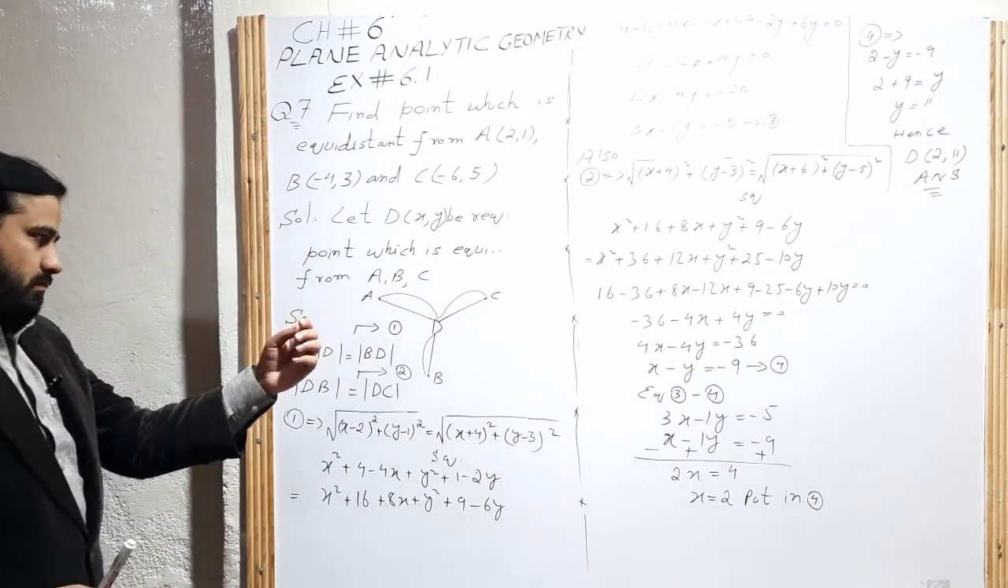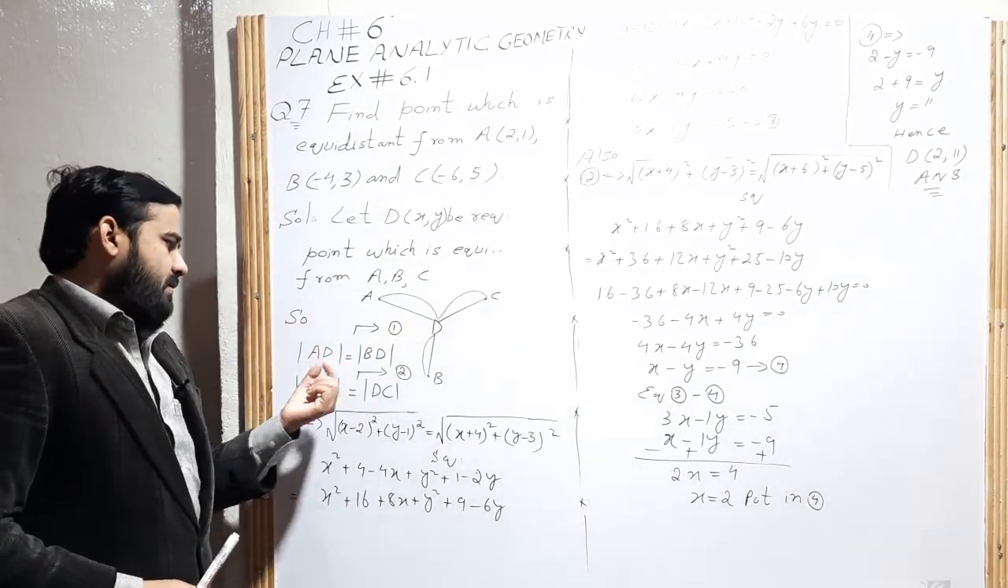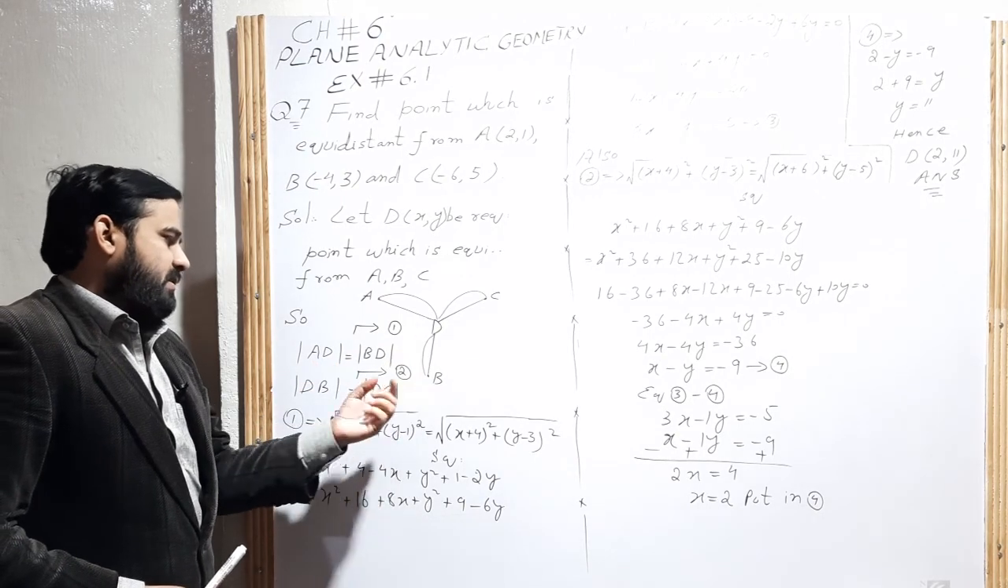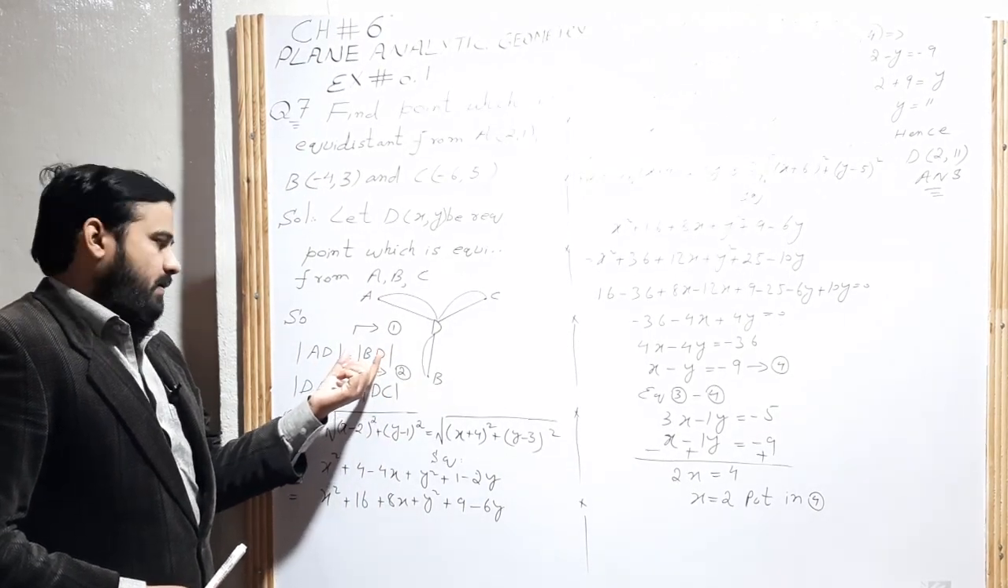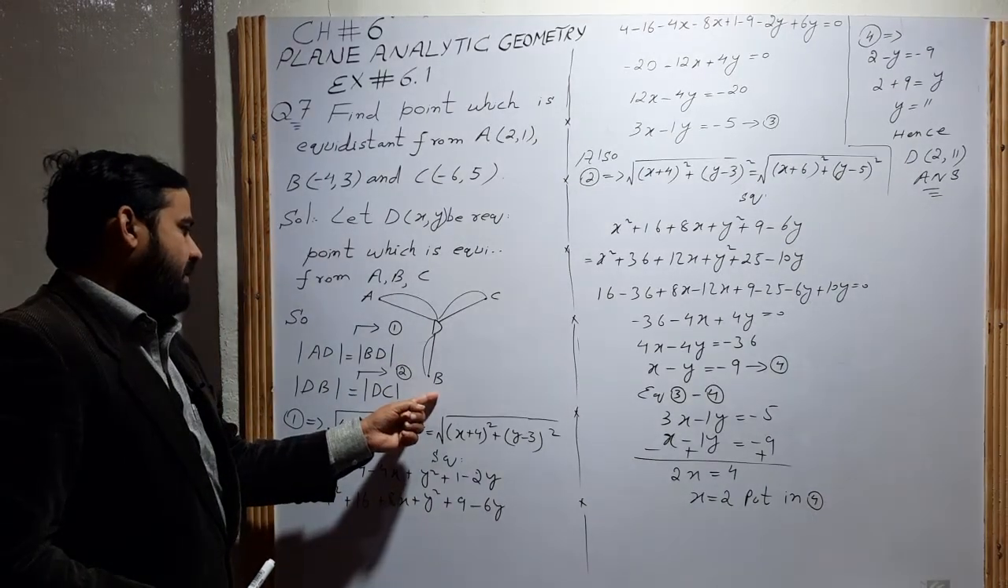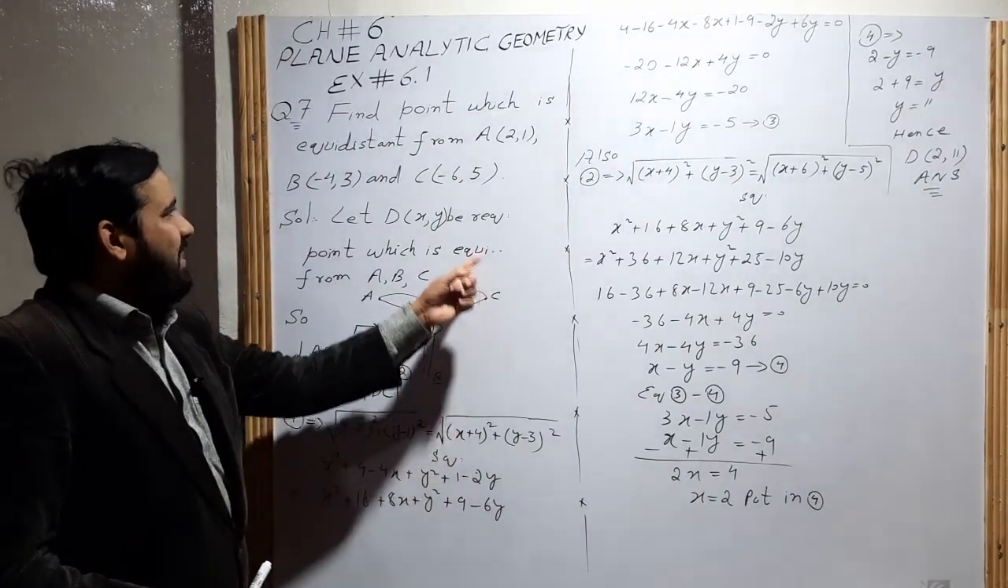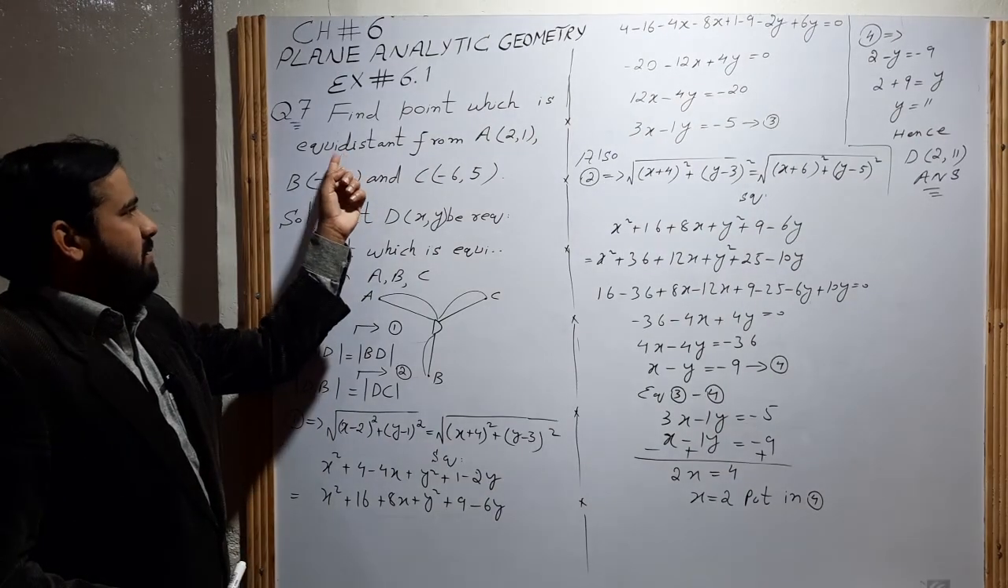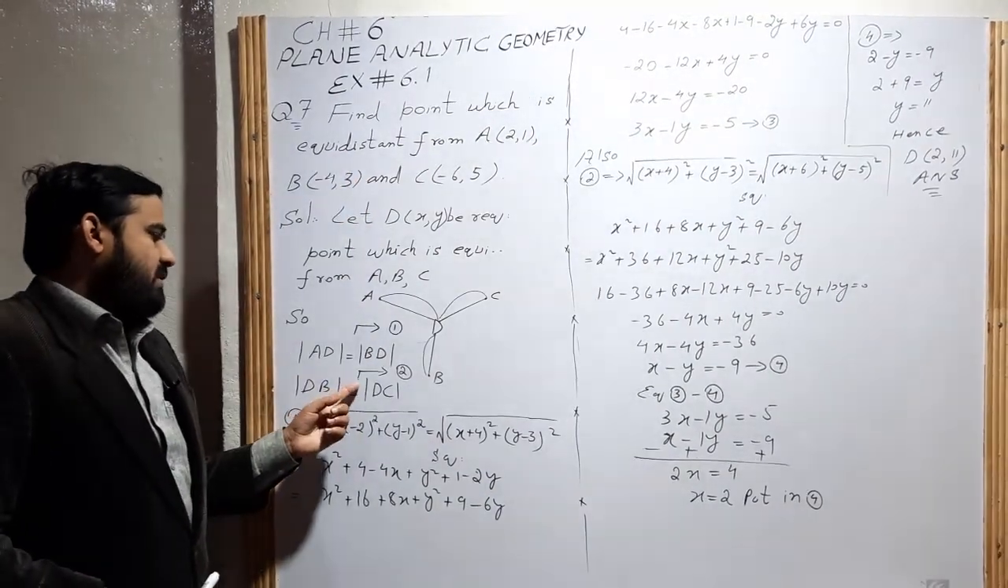So AD distance must be equal to BD distance. Say this is equation number 1, and also BD distance must be equal to DC because it is given that they are equidistant. So say this is equation number 2.